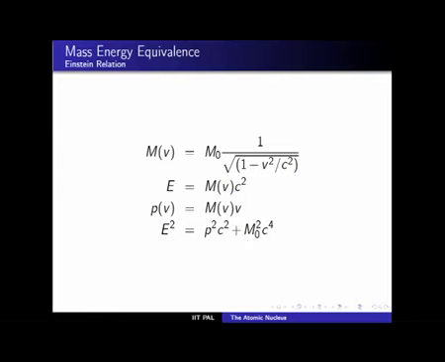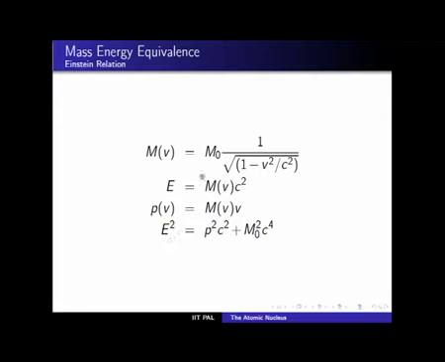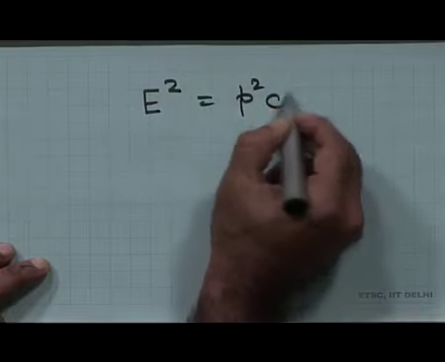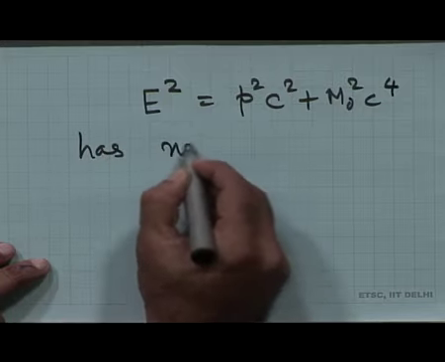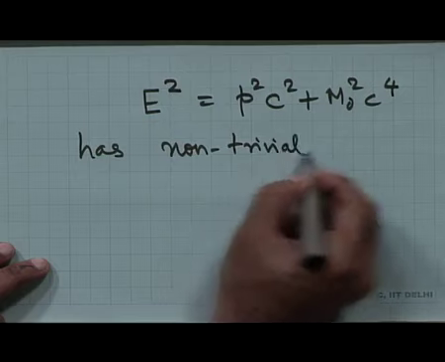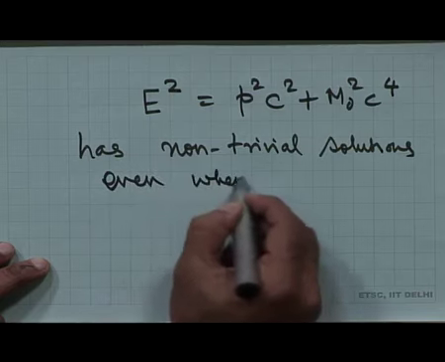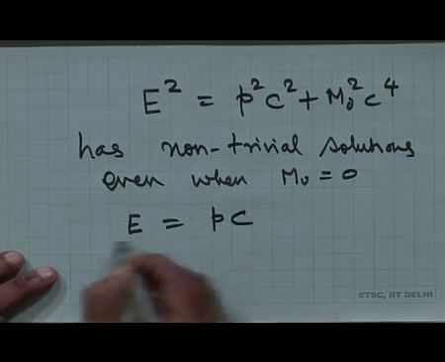Now, this is something which is very, very beautiful. I am not going to get into it, because although we got this relation assuming that m naught is not equal to 0, this has non-trivial solutions even when m naught is equal to 0, because I will get E equal to Pc.